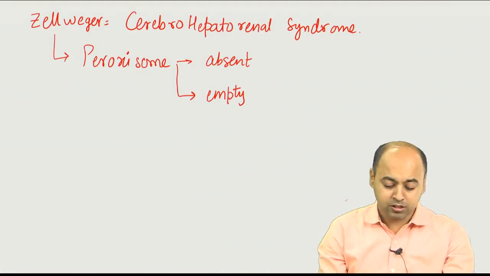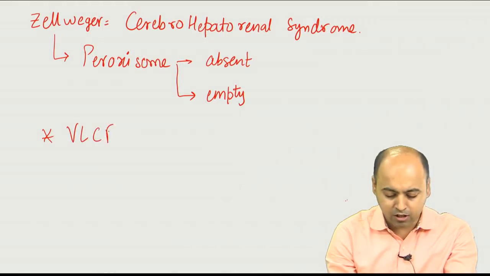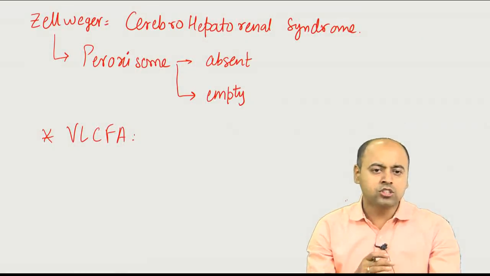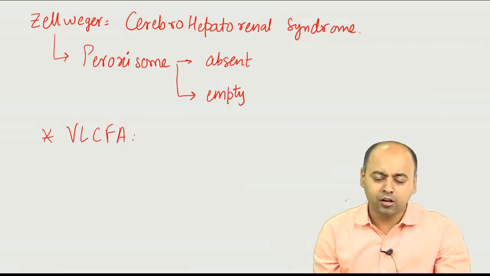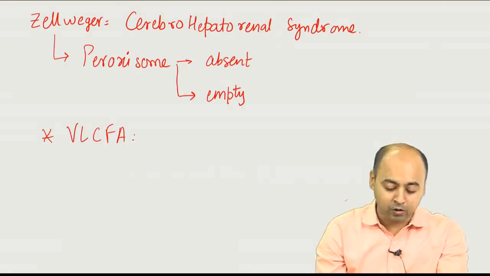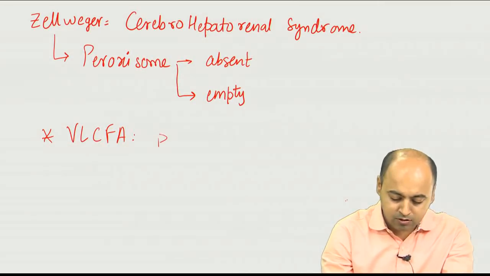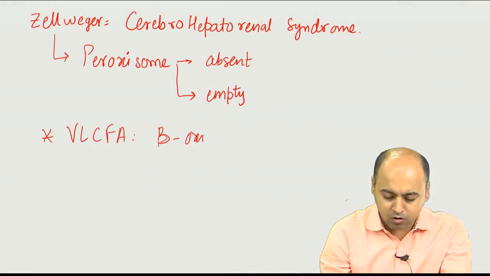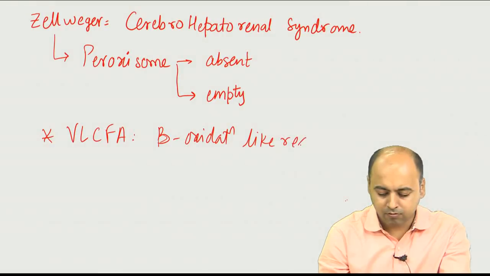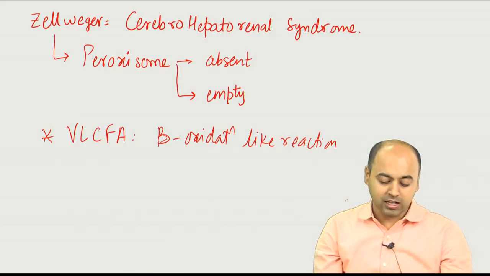Now peroxisome is very important for metabolism of the very long chain fatty acid. The small chain, medium chain and the long chain fatty acid get metabolized in the mitochondria by the beta oxidation. But the very long chain fatty acid do not go to the mitochondria, they rather go to the peroxisome and get metabolized with help of beta oxidation like reaction.